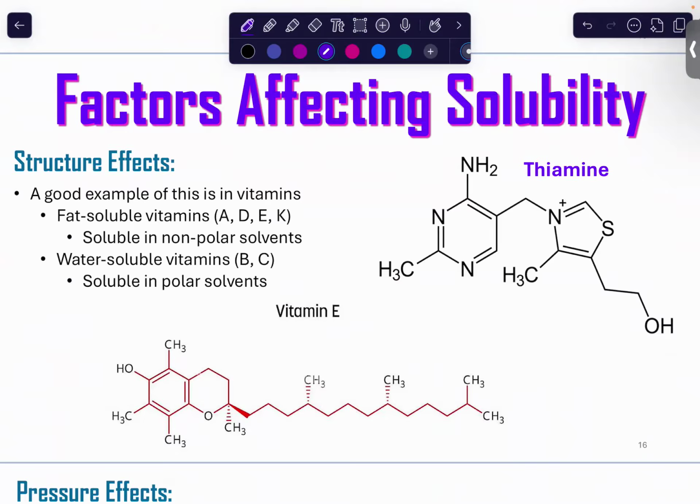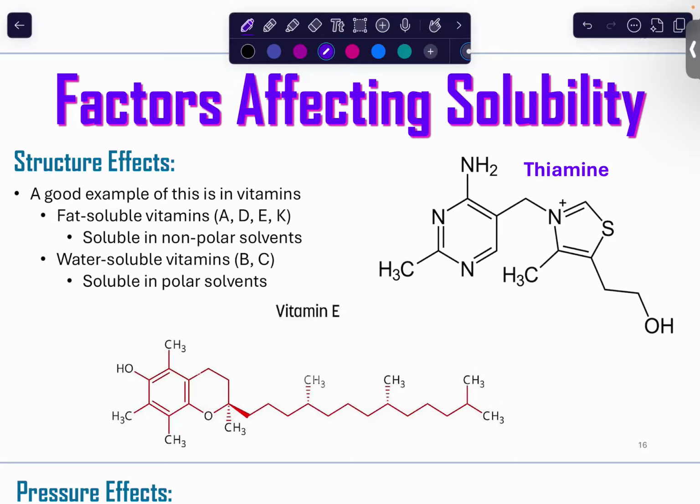B12 has a porphyrin ring with a metal in the center of it. Usually cobalt. You're getting closer. Thiamine is necessary for healthy neural responses and nervous responses. What are the B vitamins? Getting closer. B1. That's vitamin B1. And of course, we have vitamin E.